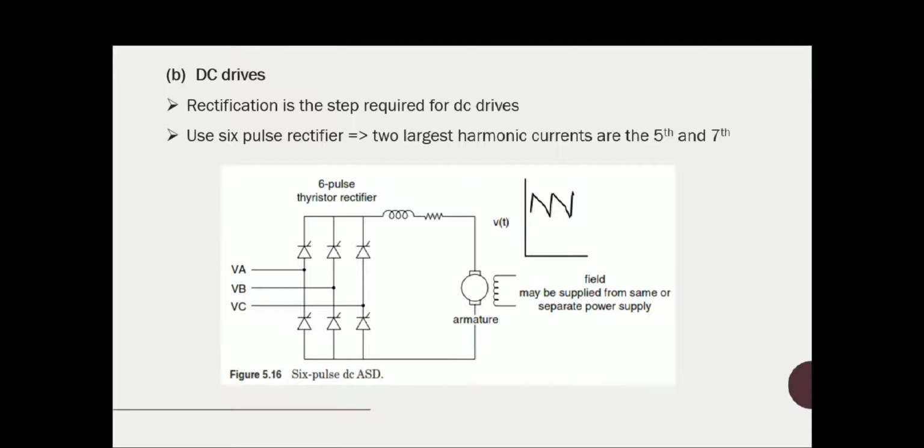But the disadvantages of a 12 pulse drive are that there is more cost in electronics and transformers are also required in a 12 pulse rectifier. So it is costly. Even though the THD can be reduced, a 12 pulse rectifier is costlier when you are thinking about a DC drive.